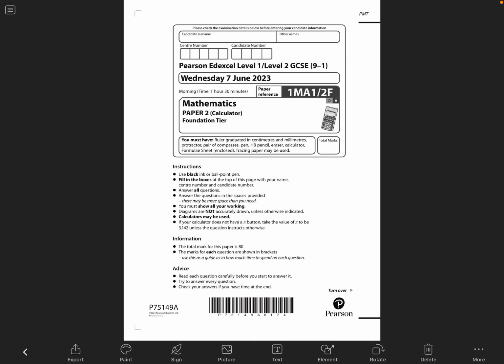Hello, this is a walkthrough for the GCSE Edexcel Paper 2, that's the calculator paper, and this is taken from June 2023. There's 90 minutes to do 80 marks on this paper, so we've got a little bit more than 1 minute for every mark. Let's make a start.